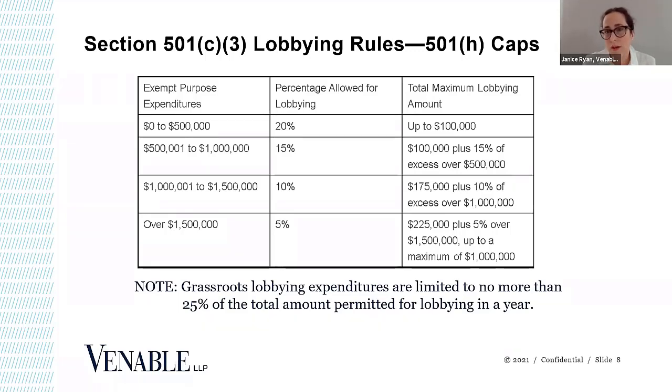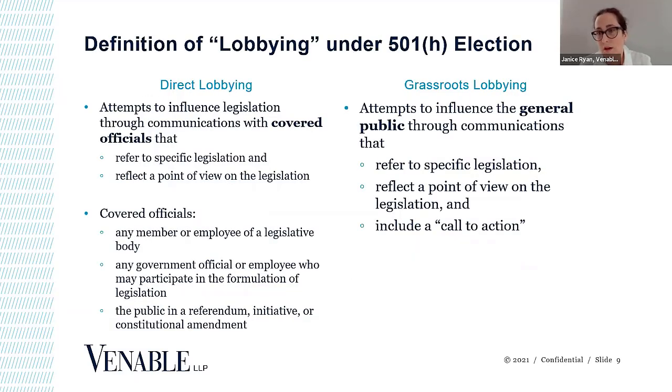The one important thing to note, as well as the $1 million cap here, is that grassroots lobbying expenditures under the 501(h) election are limited to no more than 25% of the total amount permitted for lobbying in a year. So it's important to understand that the caps apply differently to direct lobbying or grassroots lobbying. So what are the two different elements that we're talking about here? Direct lobbying is attempts to influence legislation through communications with covered officials that refer to specific legislation and reflect a point of view on the legislation. So again, for direct lobbying, we're talking to legislators and other covered officials.